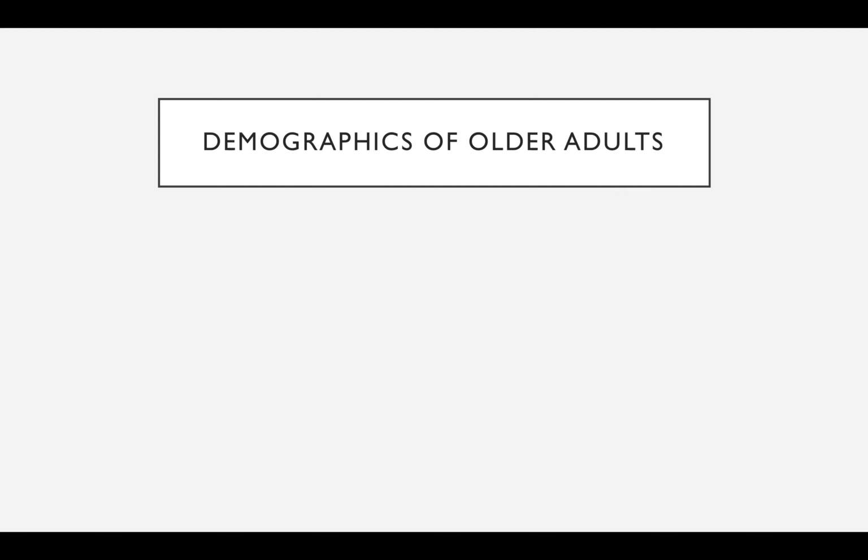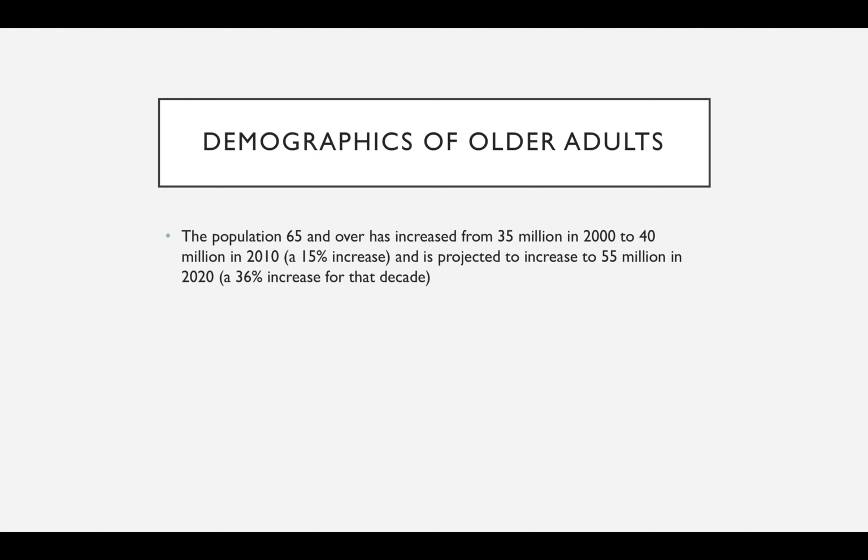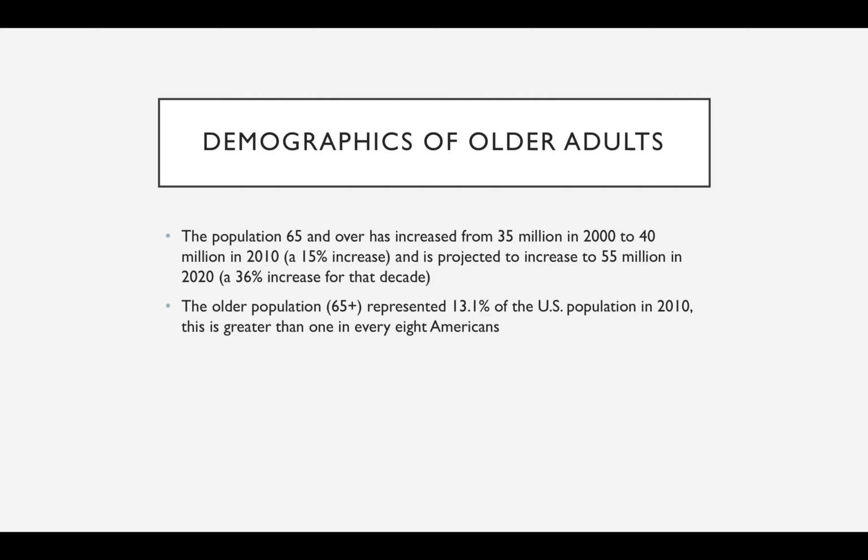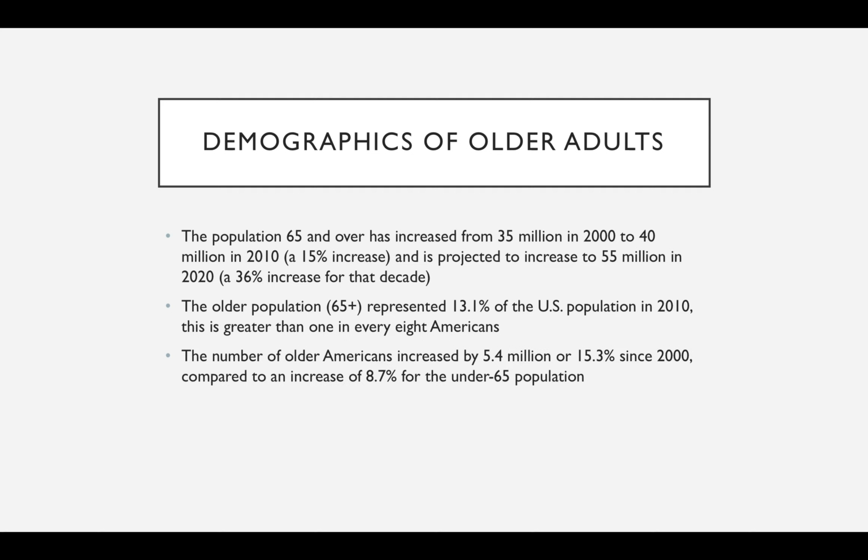So for demographics of older adults, the population 65 and older has increased from 30 million in 2000 to 40 million in 2010, and it is projected to increase to 55 million in 2020. The older population represents 13.1% of the U.S. population in 2010, and this is greater than 1 in every 8 Americans. And the number of older Americans increased by 5.4 million since 2000, and compared to an increase of 8.7% for the under 65 population.